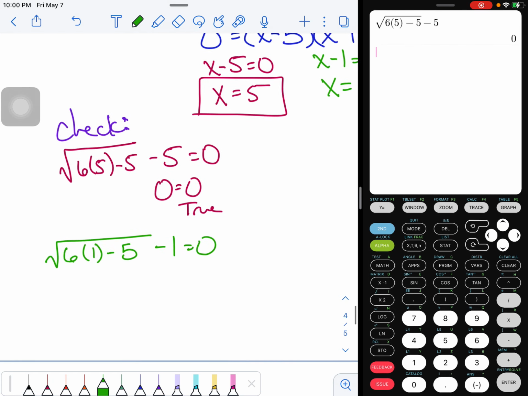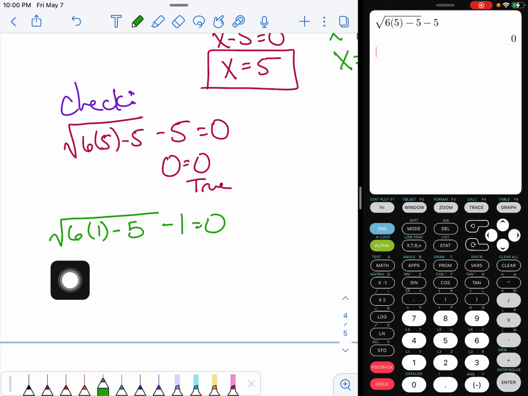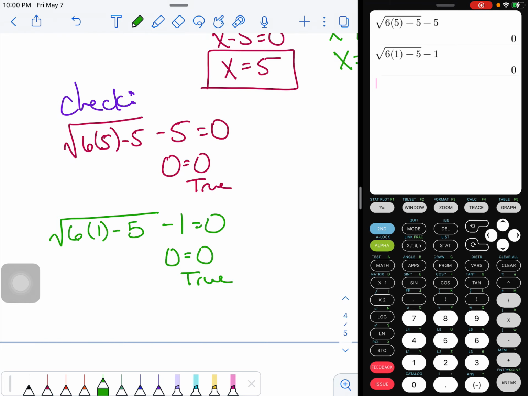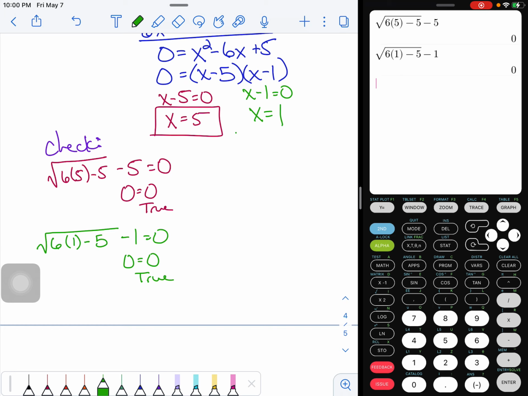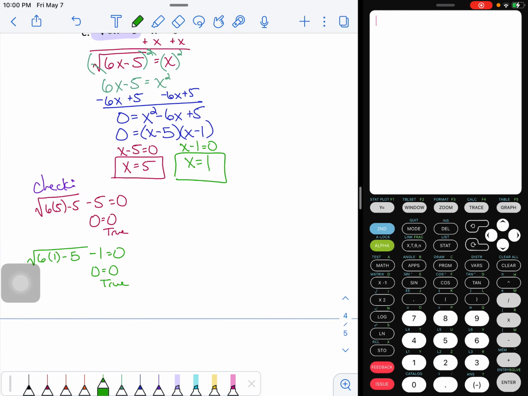All right. So again, I'm going to do this whole left side into the calculator. So square root 6 times 1. And again, if you can do this in your head, awesome. Do it in your head. I don't know why I just put a plus sign. So let's delete that. Minus 1. All right, so 0 equals 0. That is also a true statement, which means for this particular problem, both answers worked. Okay, that doesn't always happen. In fact, most of the time you'd have one answer that gets thrown out.